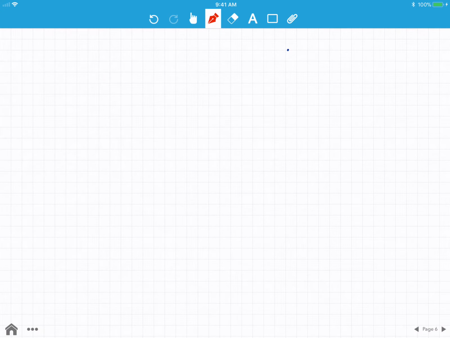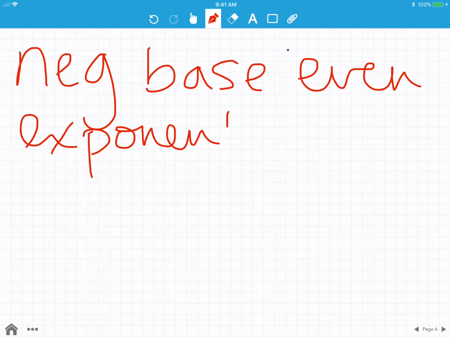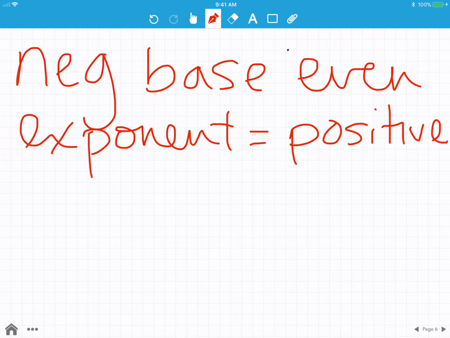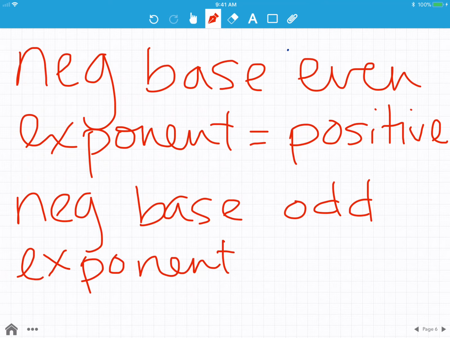So the rule is, if you have a negative base with an even exponent, your answer will always be positive. That's right. But if you have a negative base with an odd exponent, what kind of answer will you get? That's right, you will get a negative answer. So how do you think this will apply to division?